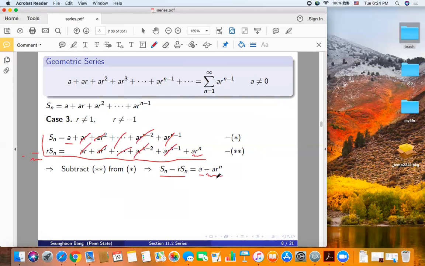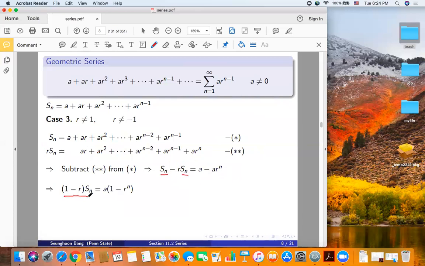The next step is to factor out. Factor out Sn times 1 minus r, and factor out a times 1 minus r to the n. Then divide by 1 minus r, which crosses out. Sn is a times 1 minus r to the n over 1 minus r. So what's the next step?